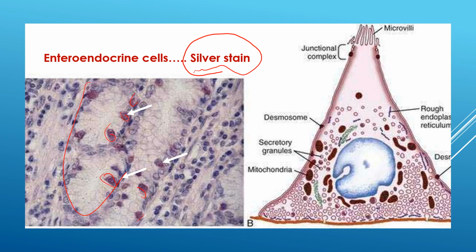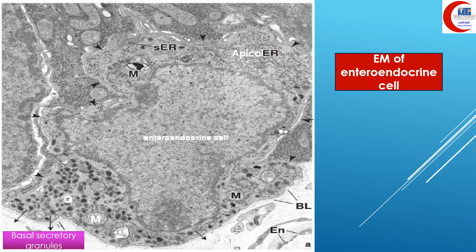Let us see the electron microscopic picture of the cell. Can you memorize what we can see? We are going to see electron dense secretory granules. Where do we find these secretory granules? Is it apical? No, you are going to find these secretory granules basal because they will be secreted here into the blood vessel. So these basal secretory granules are characteristic for the electron microscopic picture of the enteroendocrine cell.